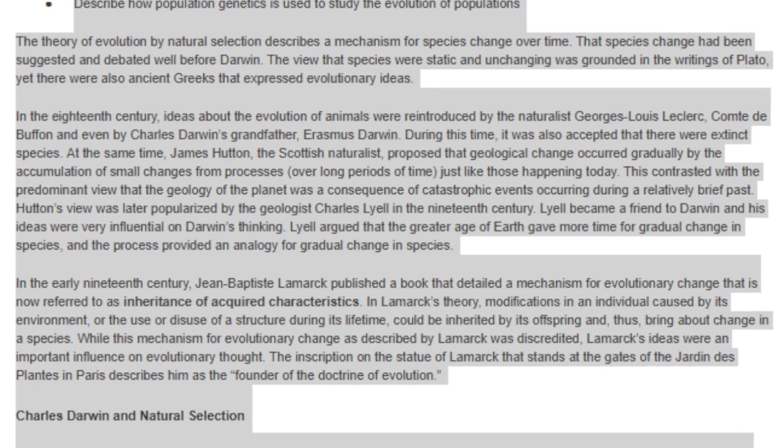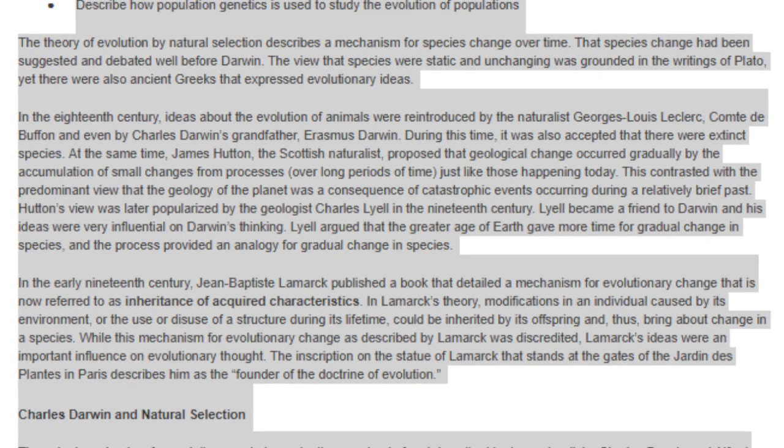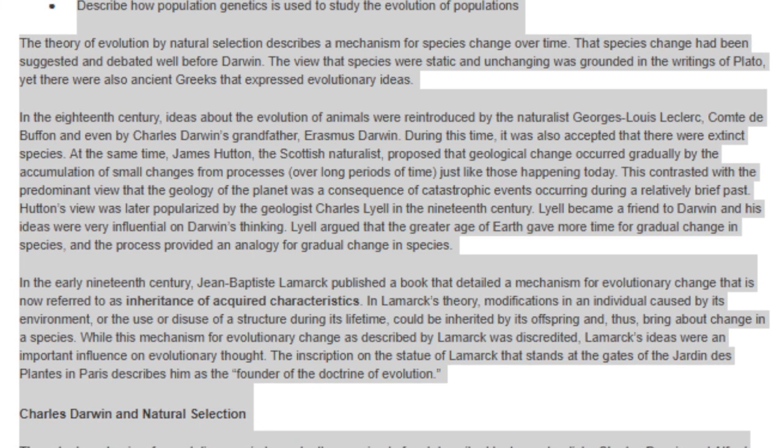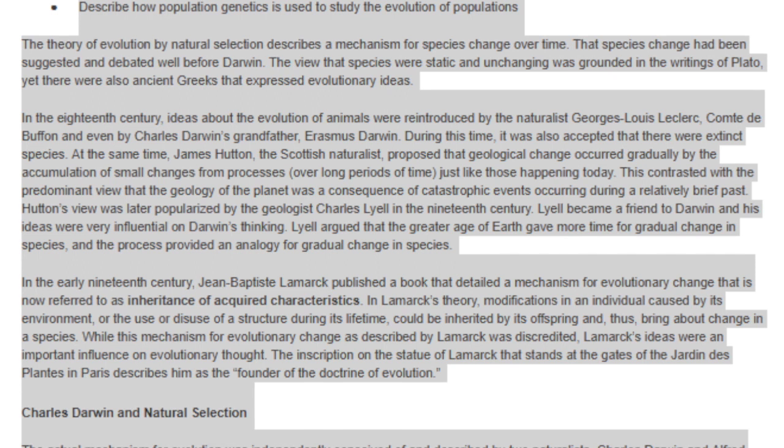While this mechanism for evolutionary change as described by Lamarck was discredited, Lamarck's ideas were an important influence on evolutionary thought. The inscription on the statue of Lamarck that stands at the gates of Jardin des Plantes in Paris describes him as the founder of the doctrine of evolution.